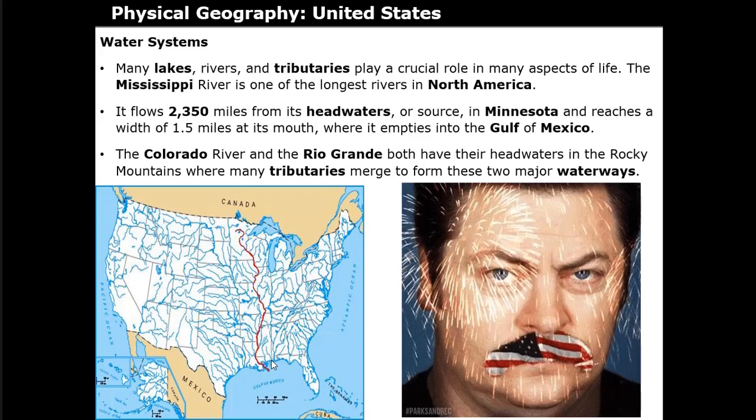Colorado River and Rio Grande are also two very important rivers that start off in the Rocky Mountains and then head into that Gulf of Mexico as well.